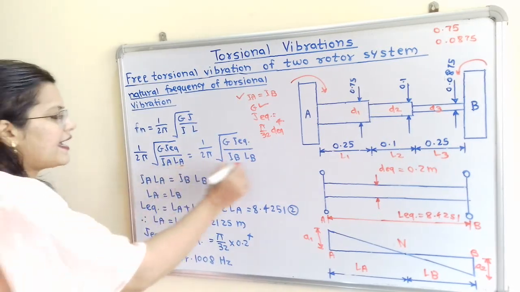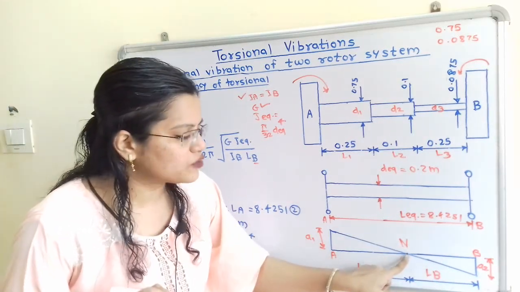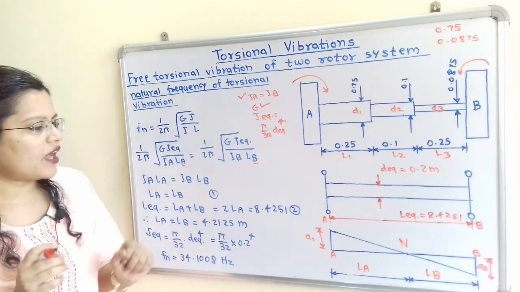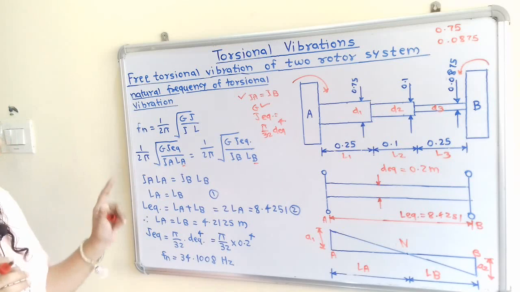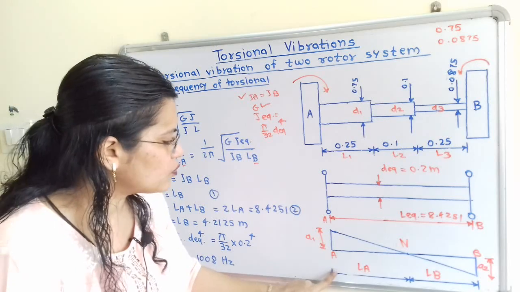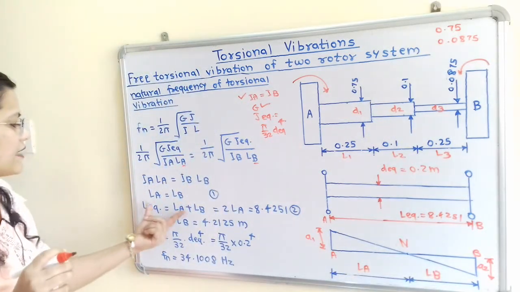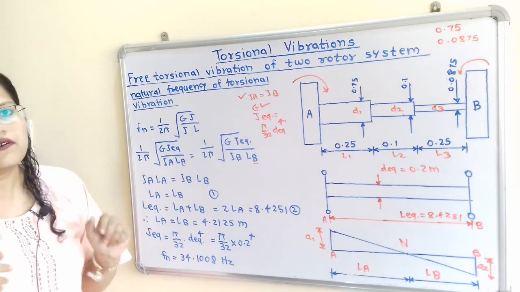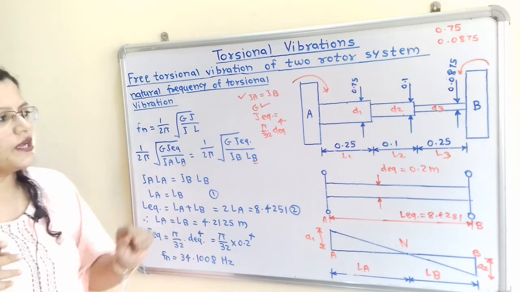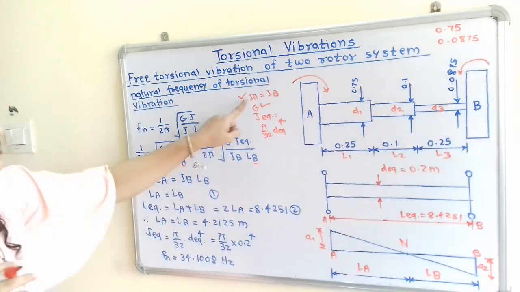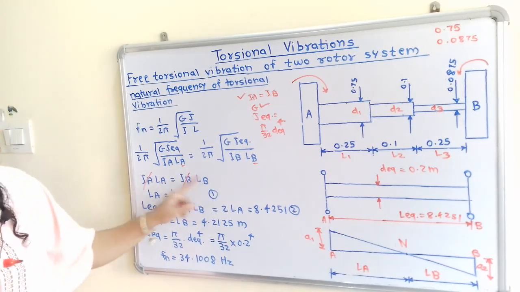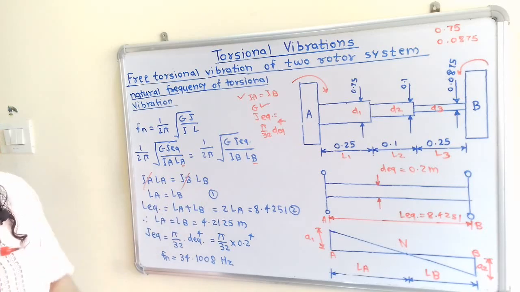Now this LA and LB is not known because the actual location of the node is not known for the equivalent system. Now if we observe the diagram, then we can say that this L equivalent is equal to LA plus LB. So we will get one equation. Now another condition, we know that IA LA is equal to IB LB. But for these two identical rotors, IA is equal to IB. So this is getting cancelled. So we can say that LA is equal to LB. So we will get this another equation.